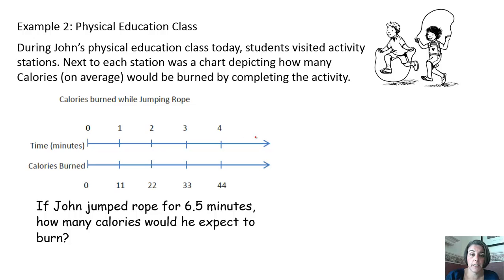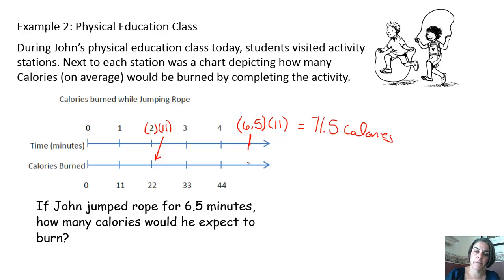All right, so let's see. I might just continue on my chart. And I'm going to take a look at 6.5 minutes. I saw that every time I wanted to go from number of minutes to calories burned, I simply multiplied by 11. So I could take my 6.5 times 11. On my calculator, I'll take my 6.5 times 11. And you're going to get 71.5. 71.5 calories burned. And there you go.